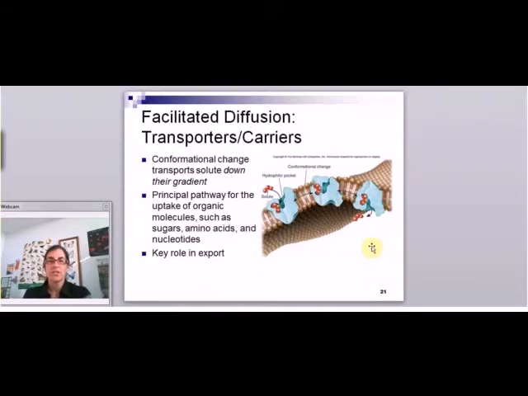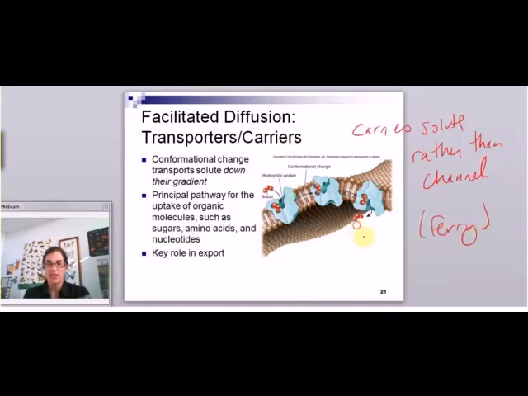A carrier protein is a protein that's going to flip or change shape to carry. So this is why I like the word carrier protein better. It carries solutes across the membrane rather than being a channel. So it's like ferrying it. It's like a ferry. It picks it up on one side and delivers it to the other side. So here's the solute. It goes into the protein. The protein flips, so it changes shape, and then releases the solute to the other side.